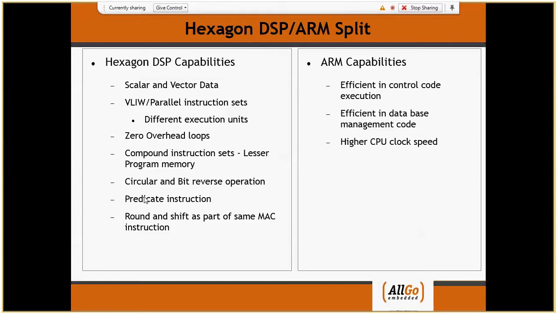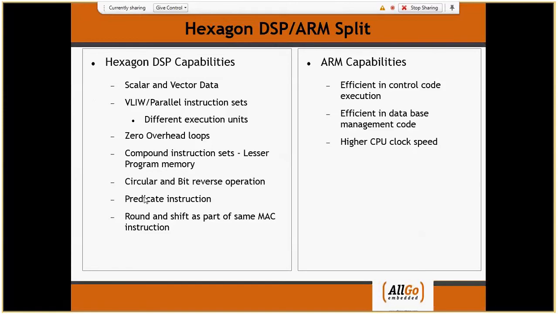And the ARM capabilities, if you see, it's very efficient for control code execution, efficient in basically database management code, where you have some of the data where you have to analyze the data, pick up the data, and put some histograms and things like that. So those types of analysis can be done by ARM. Then it runs at very high CPU speed. Currently it runs at 2 gigahertz actually.